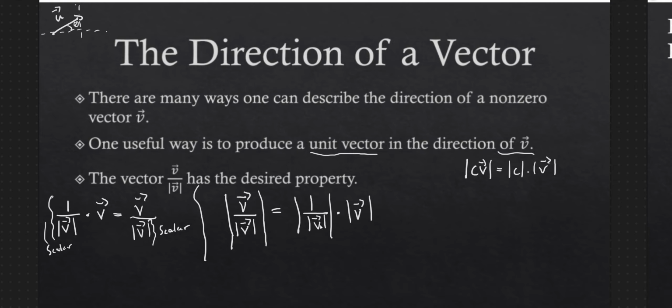But 1 over the magnitude of v will always be a positive quantity, so the absolute value is just itself. I don't have to flip any signs. Times the magnitude of v. And how beautiful is this? Magnitude of v divided by magnitude of v. Now I'm dealing with the algebra of real numbers. They cancel each other off and it just gives me 1. So that is v scaled by 1 over its magnitude. This is a unit vector.